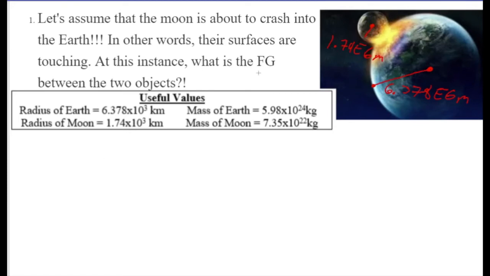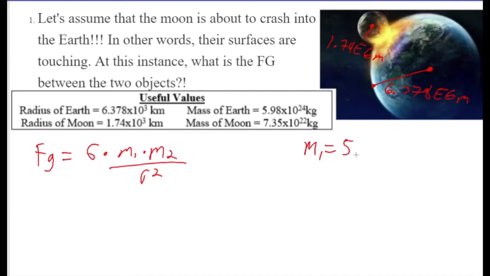So this question is asking us to figure out the force of gravity between these two objects. We know that force of gravity is equal to big G times m1 times m2 all over r squared. We know that these are our two masses, so we can just go ahead and start labeling some of this information. So mass 1 I can say is the mass of the Earth, and that value is just right here in my table, 5.98 e to the 24th kilograms. I don't need to change anything about it. Those are the units that I need. M2 is the mass of the moon, and that's 7.35 e to the 22nd kilograms.